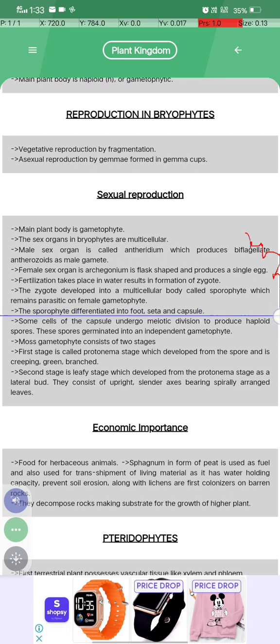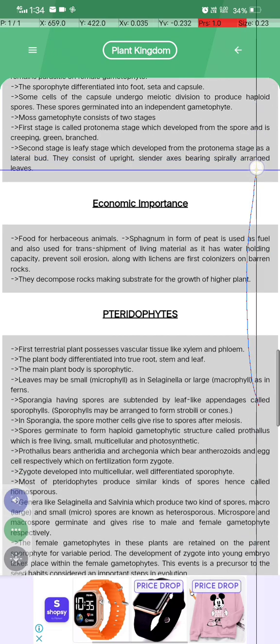The sporophyte is differentiated into foot, seta and capsule. Some cells of the capsule undergo meiotic division to produce haploid spores. These spores germinate into independent gametophytes. Most gametophytes consist of two stages. The first is the protonema stage, which develops from the spore and is creeping, green and branched. The second is the leafy stage, which develops from the protonema as a lateral bud, and consists of an upright, slender axis bearing spirally arranged leaves.